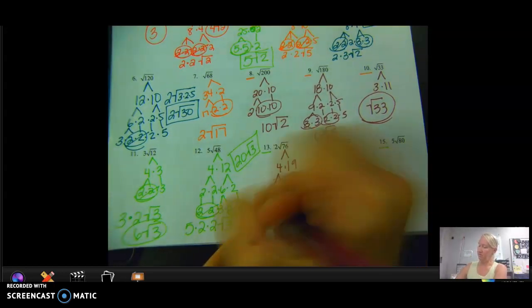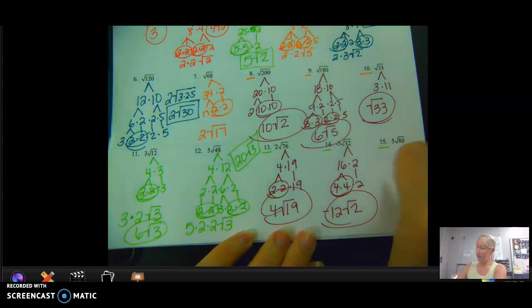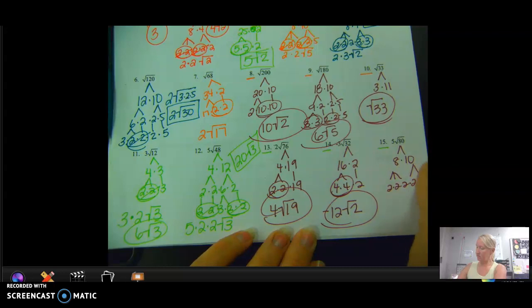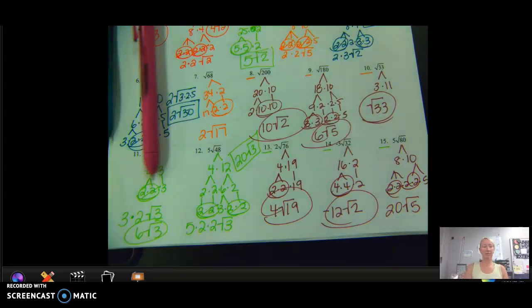All right, a couple more, guys, or one more. 80, 8 and 10. 2 times 2 times 2. 2 times 5. Pair of 2s, 2 times 2. Both come out as 4, times that 5 is 20. Square root of 5. Barely made it in my time.